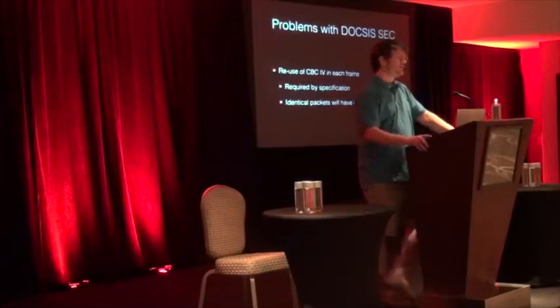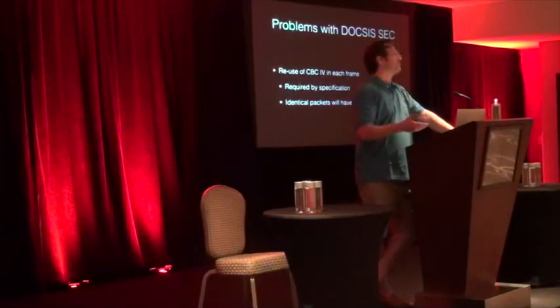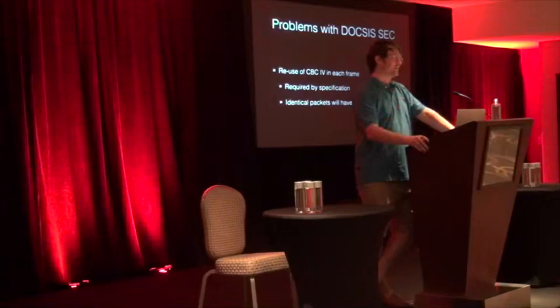The other thing to note is that the CBC initialization vector is reused in each frame sent, and this is required by spec. That allows for dropped packets and out of order packets and all that stuff. But the downside is that if you send an identical clear text packet, you'll receive identical ciphertext on the wire, and that's useful for some attacks.